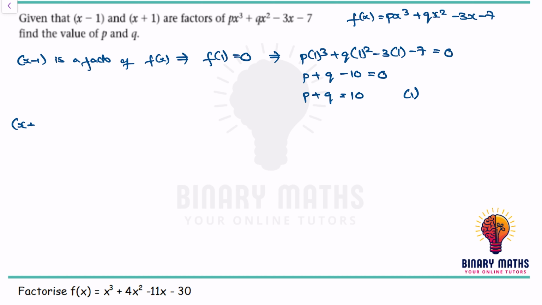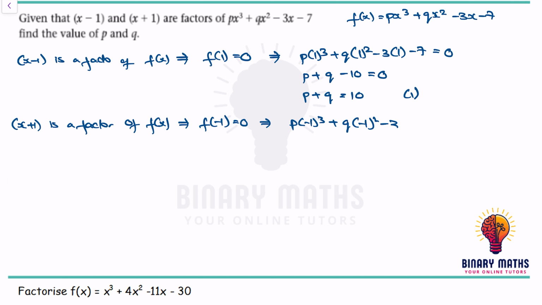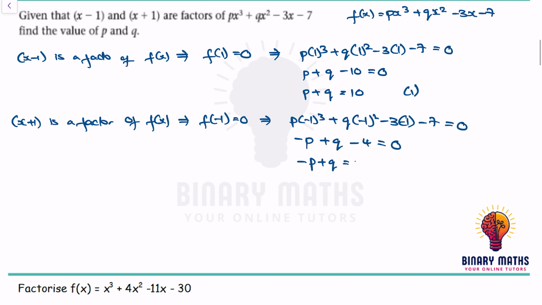In a similar way, if we have x plus 1 is a factor of f of x, this implies that f of minus 1 is equal to 0, which means p times minus 1 cubed plus q times minus 1 squared minus 3 times minus 1, take away 7 equals 0, which means minus p plus q plus 3 take away 7, which is equal to minus 4, is equal to 0, which means minus p plus q is equal to 4. That's my equation 2.